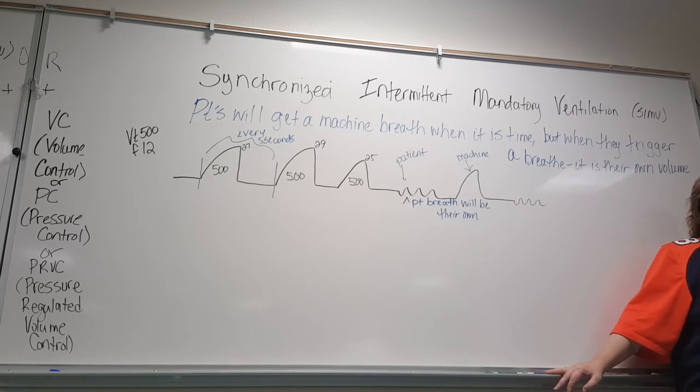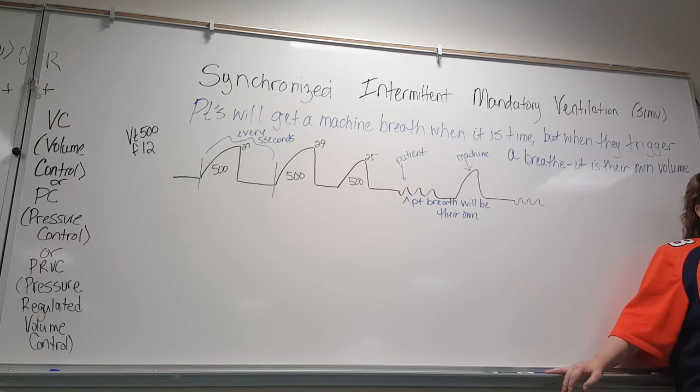And then we slowly go down on the rate. So we'll go 12, and then 10, and then 8, and then 6. So they still only get the amount of breaths that you set. So if you're down to 6, then the patient's doing all the rest. And once you get down to 4, then the patient's doing all but 4. See why people have used it for weaning.